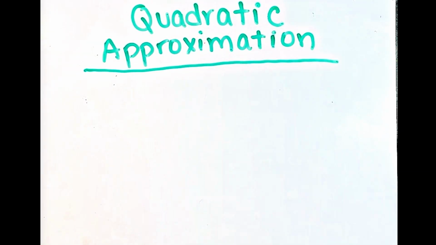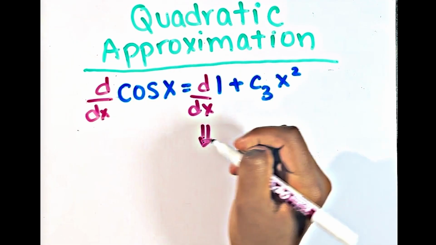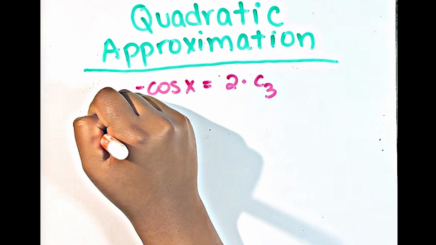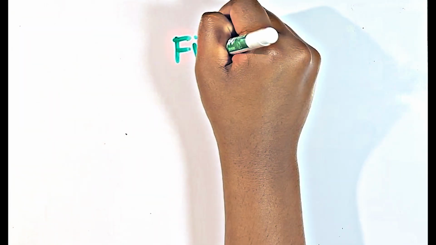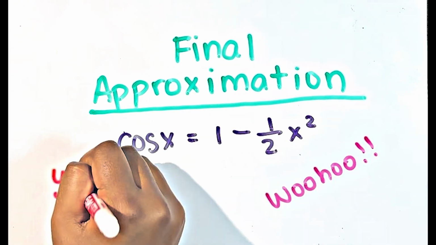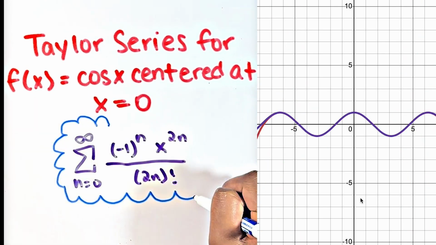Now let's use a quadratic approximation. To find the coefficient of c3, we might find when the concavity of both sides is the same. So if we derive this equation twice and find the second derivative, c3 equals negative 1/2. Thus, the quadratic approximation of cosine of x is equal to 1 minus 1/2 x squared. If we kept this process going, we would eventually get the Taylor polynomial representation of cosine.